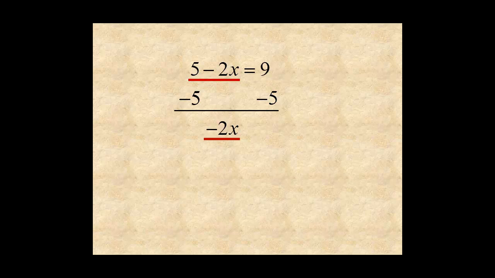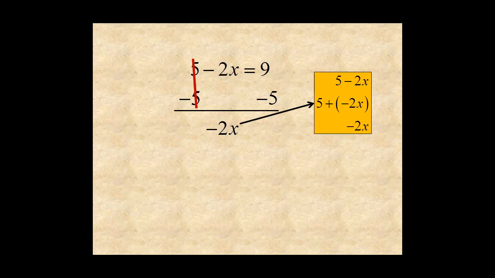Remember the definition of subtraction. 5 minus 2x is really 5 plus negative 2x. So when the 5 is removed, it's clear why negative 2x is left. Pay very close attention to this step. Students often get this wrong.